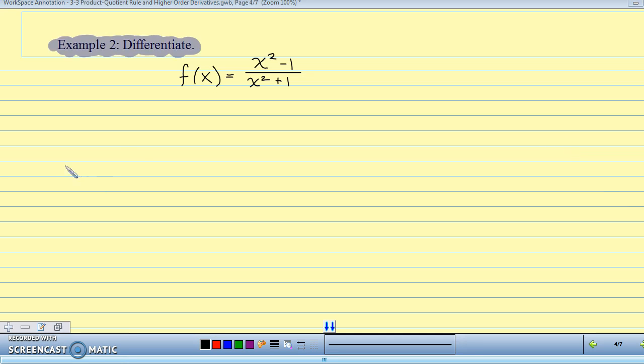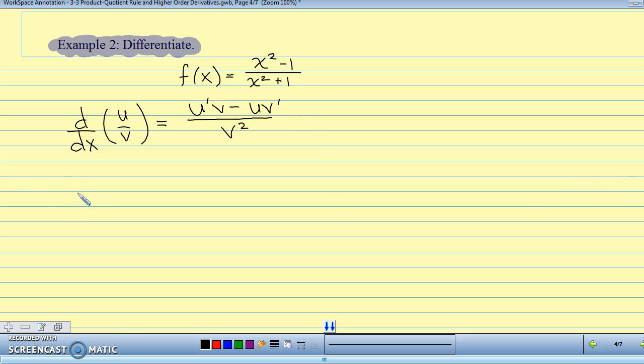Quick reminder on the quotient rule. I want you guys to notice that the top looks a lot like the product rule, with the exception of the sign, the operation. Instead of it being a plus, it's a minus. And the denominator is the exact same denominator of your original function, just squared.